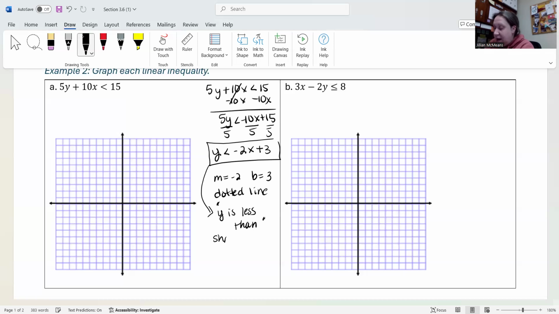So think shade below, but we will definitely test a point in just a minute. Okay, so let's go ahead and start. We want to plot our y-intercept and apply our slope.